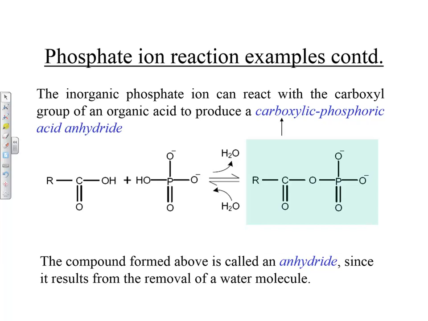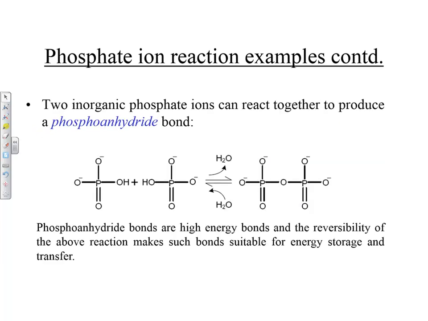But the really important example that I was talking about is when two phosphate ions link up with each other. Two inorganic phosphate ions can react together to produce a phosphoanhydride bond. So you have one inorganic phosphate ion, another inorganic phosphate ion. Between these two hydroxyl groups, you eliminate a molecule of water. You can see OH, OH, you're just left with that O, and you form a high energy linkage. This is called a phosphoanhydride bond between these two phosphates. This is very important because in cells, this is a high energy bond. If you break this bond, you will release a lot of energy.